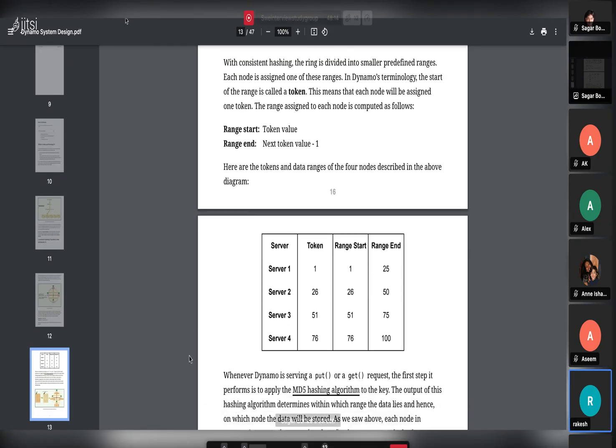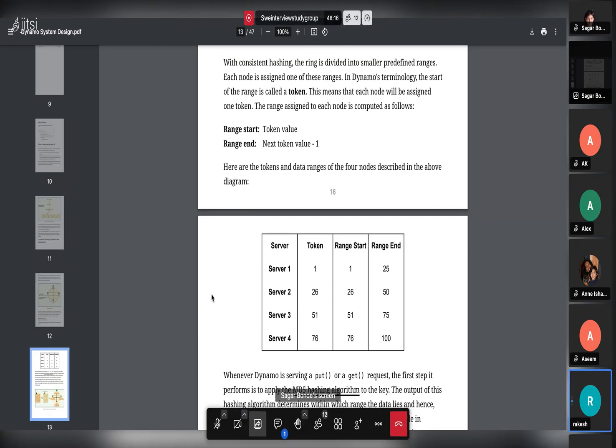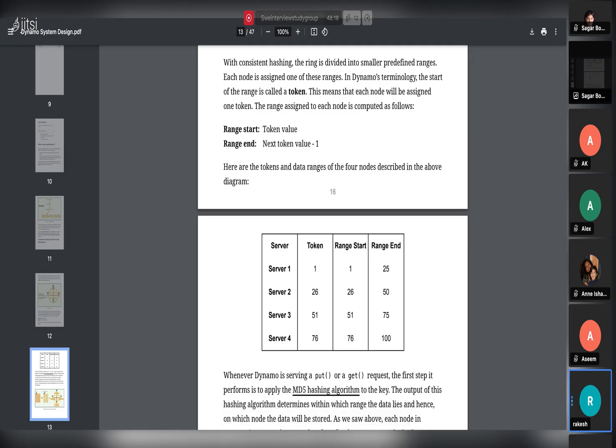Okay. So server 1 will have token 1, range start 1, and range end 25. Server 2 has token 26, range 26 to 50, that is totally unique. Server 3 will have 51, this is 51 to 75, that is also unique. And server 4, token 76, and 76 to 100, that is also unique.